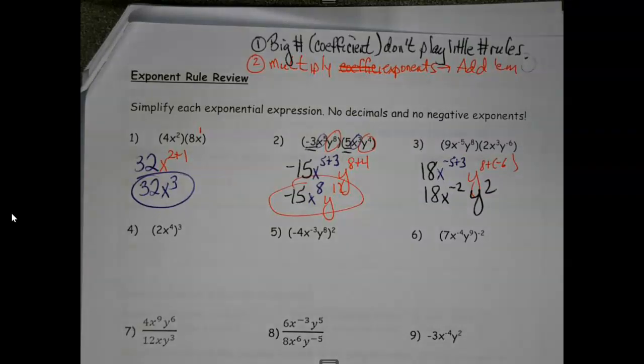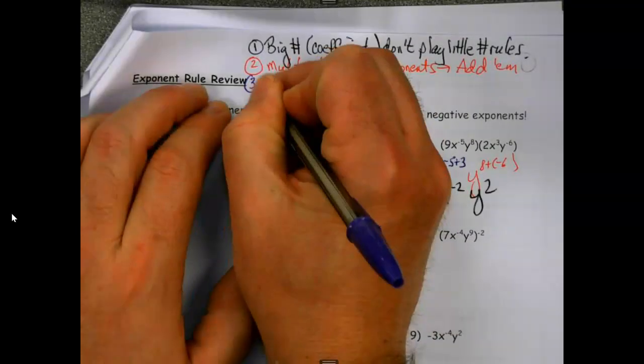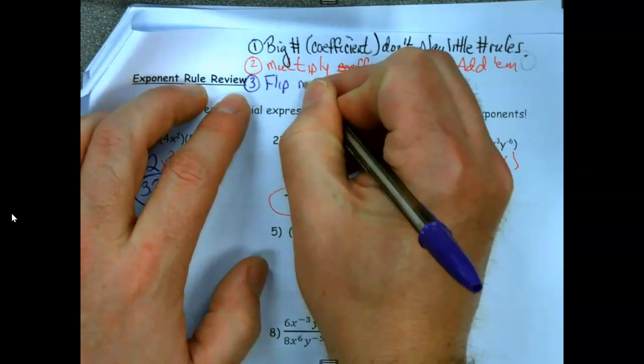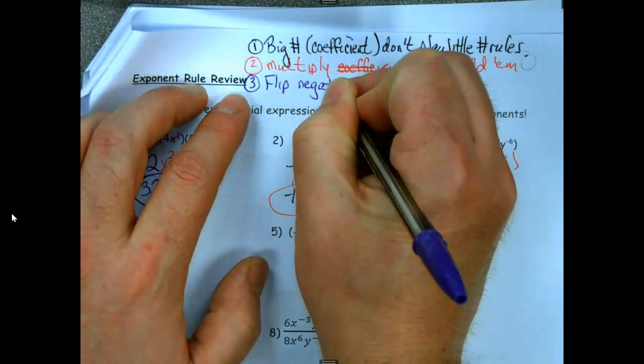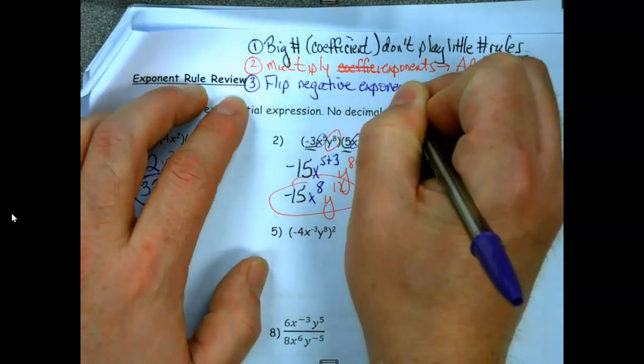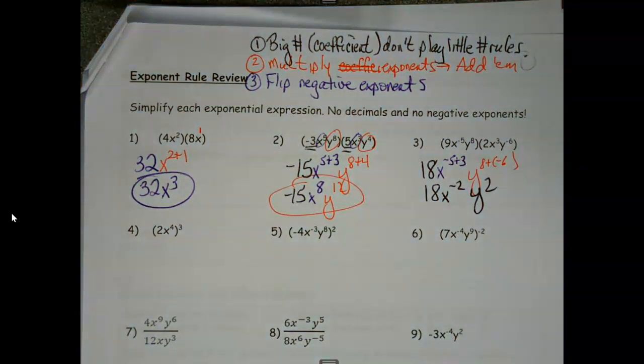So that's going to lead us to our next rule review up top, which is, we flip negative exponents. So here's what that's going to mean for us.